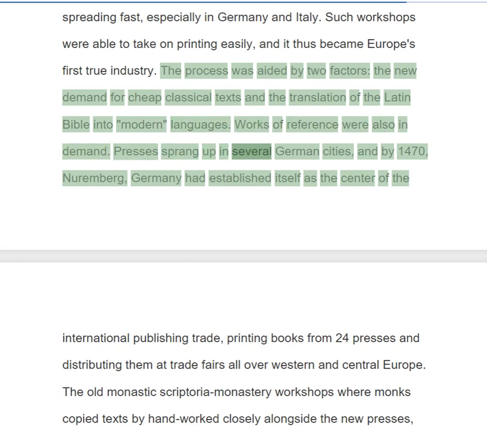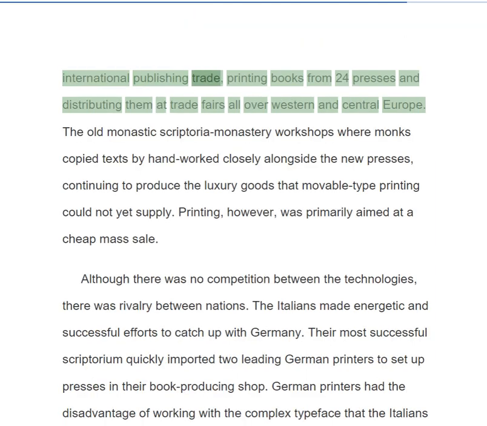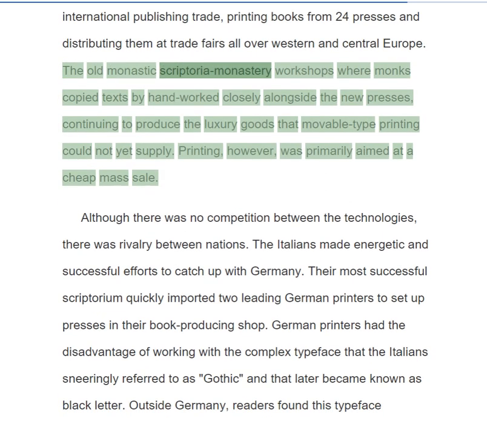Presses sprang up in several German cities, and by 1470, Nuremberg, Germany had established itself as the center of the international publishing trade, printing books from 24 presses and distributing them at trade fairs all over Western and Central Europe. The old monastic scriptoria, monastery workshops where monks copied texts by hand, worked closely alongside the new presses, continuing to produce the luxury goods that movable type printing could not yet supply.